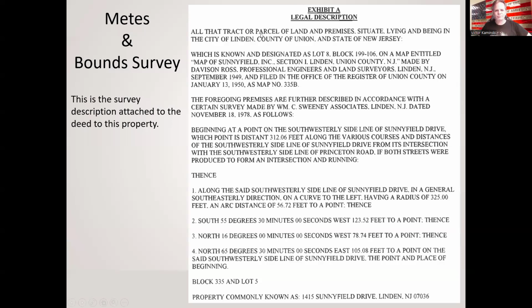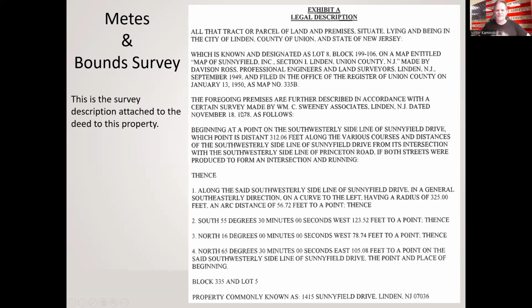So look, here's the legal description, which is known as the designation of Lot 8, Block 199-106. That's not for my property. That's for the entire subdivision of my section of town here. On a map entitled Map of Sunnyfield Incorporated, Section 1, Linden, Union County, New Jersey, made by Davison Ross, professional engineers and land surveyors, on September 1949, and filed in the office of the Registrar of Union County on January 13, 1950, as map number 335B.